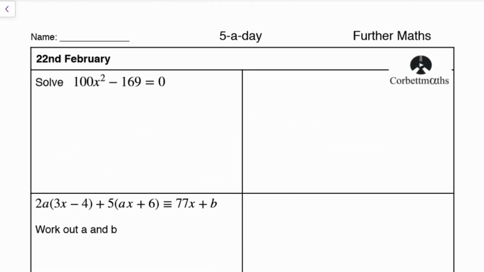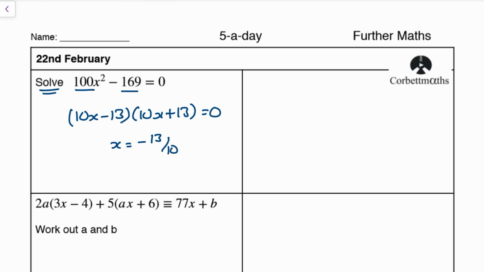Right, what do we have? So we have a solve. Notice a solve, not just a factorise. But I'm going to solve by factorising because that's going to be easier, although I don't need to. I would notice that I can square root this and I can square root that, and that gives me nice and quickly 10x minus 13 or 10x plus 13, which equals 0, which means x is equal to minus 13 over 10, or x is equal to 13 over 10.